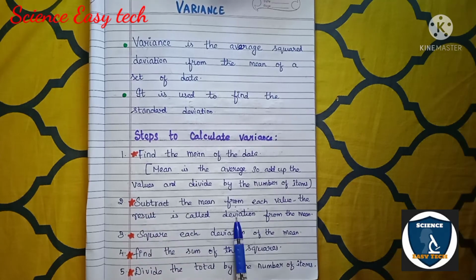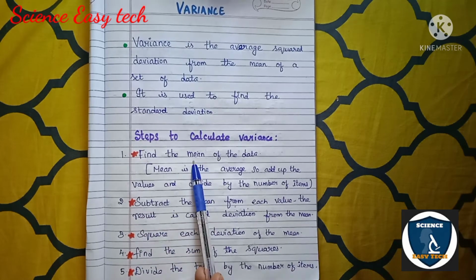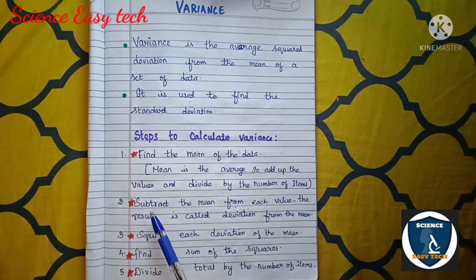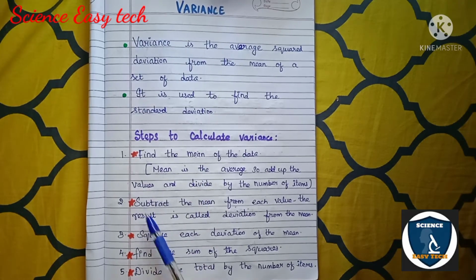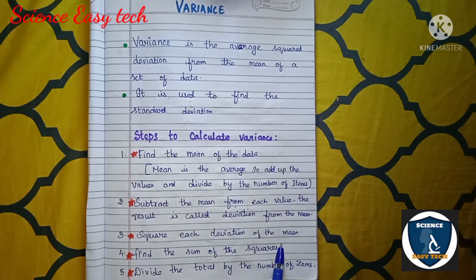Next step is to subtract the mean from each value. The result is called deviation from the mean. So you have to subtract this arithmetic mean, x bar, from the x values. Then you have to square each deviation from the mean, that is (x minus x bar) whole square. Then find the sum of the squares. So you have to find the summation of (x minus x bar) whole square.